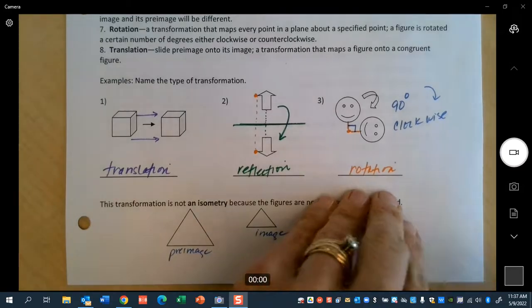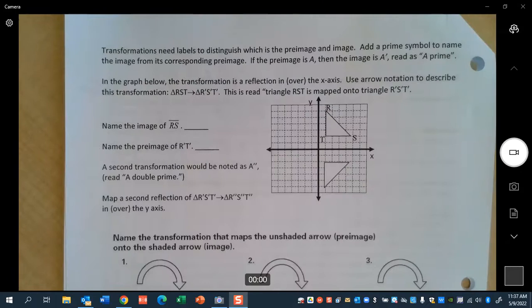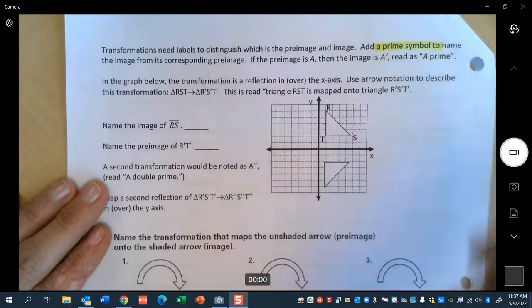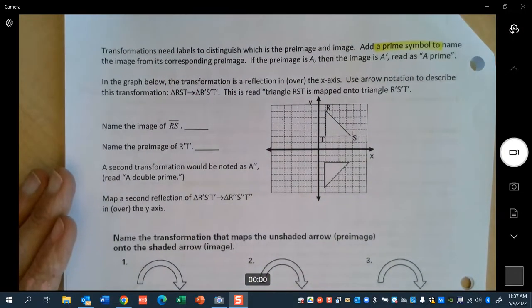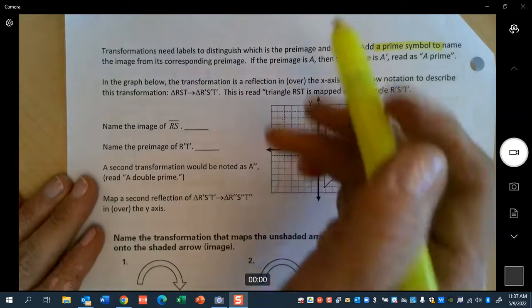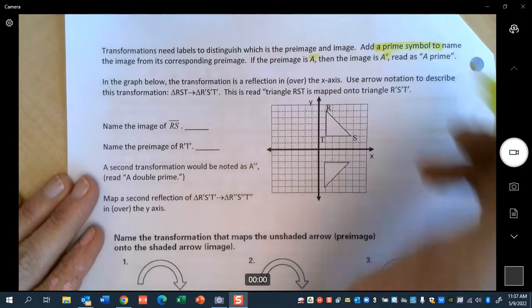All right, let's take a look at the next page. Transformations need labels to distinguish which is the pre-image and which is the image. And we do that by adding a prime symbol to name our image and its corresponding vertices. So if my pre-image is A, then my image is going to be A prime.